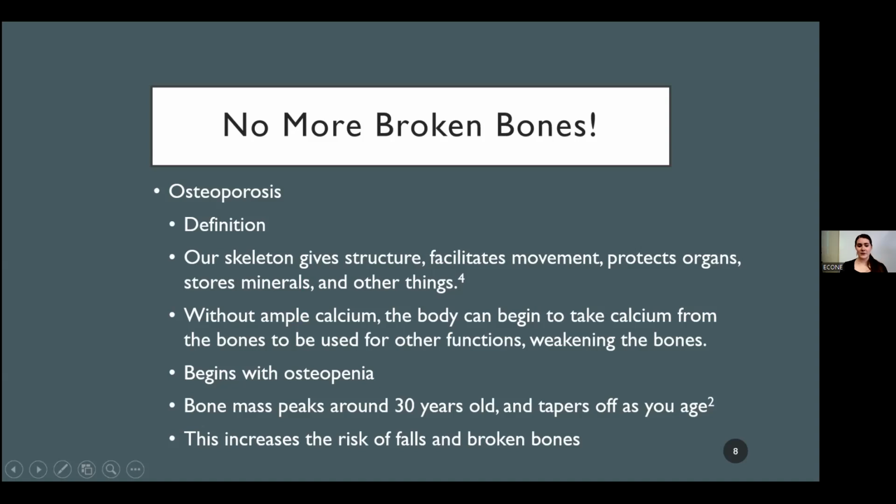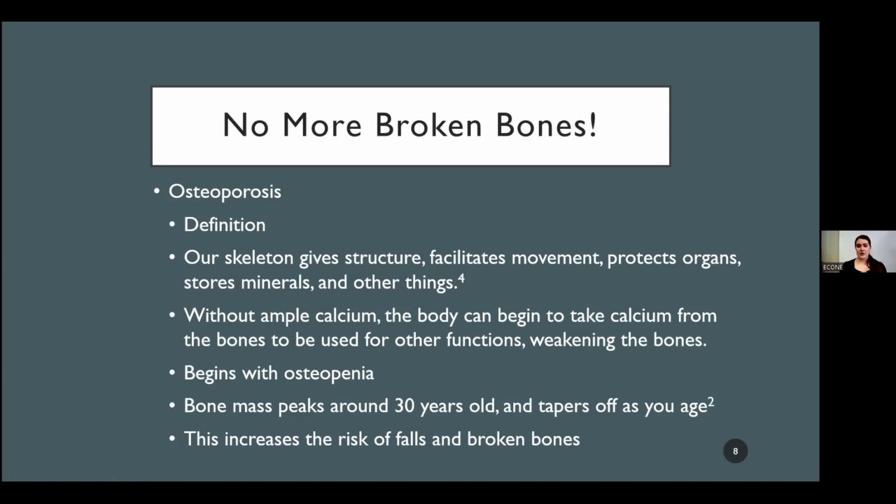All right, so talking more about bones, we're going to talk a little bit about osteoporosis here. So what is osteoporosis? Well, osteoporosis is the weakening of bones. They become very brittle. They have less mineralization. And this increases risk of falls and fractures and overall just a lot of injuries. And our skeleton is very important because it gives structure to our entire body. We'd kind of just be a blob of jelly if we didn't have a skeleton. And it helps facilitate movement.